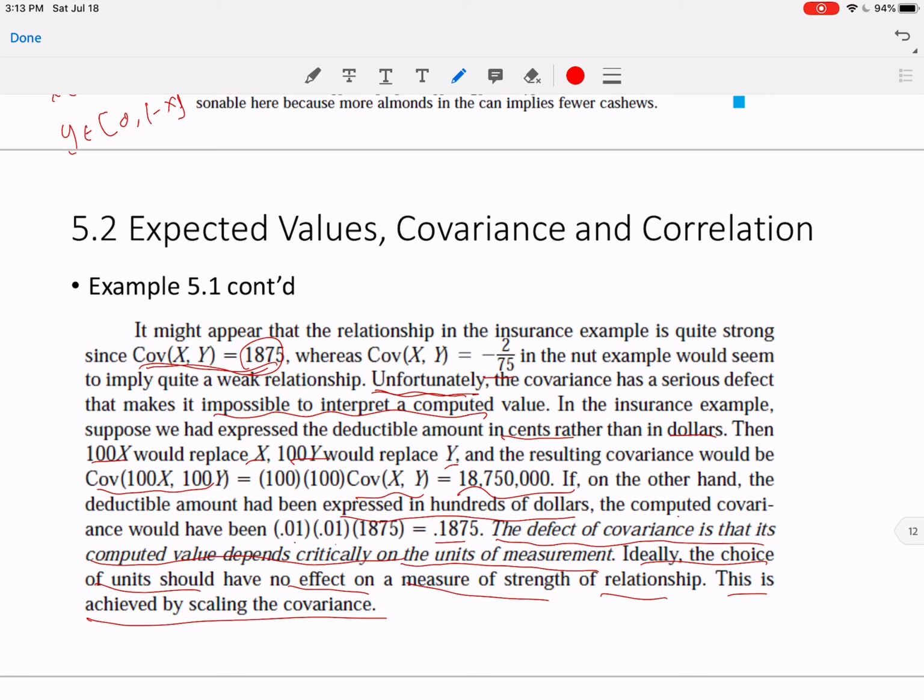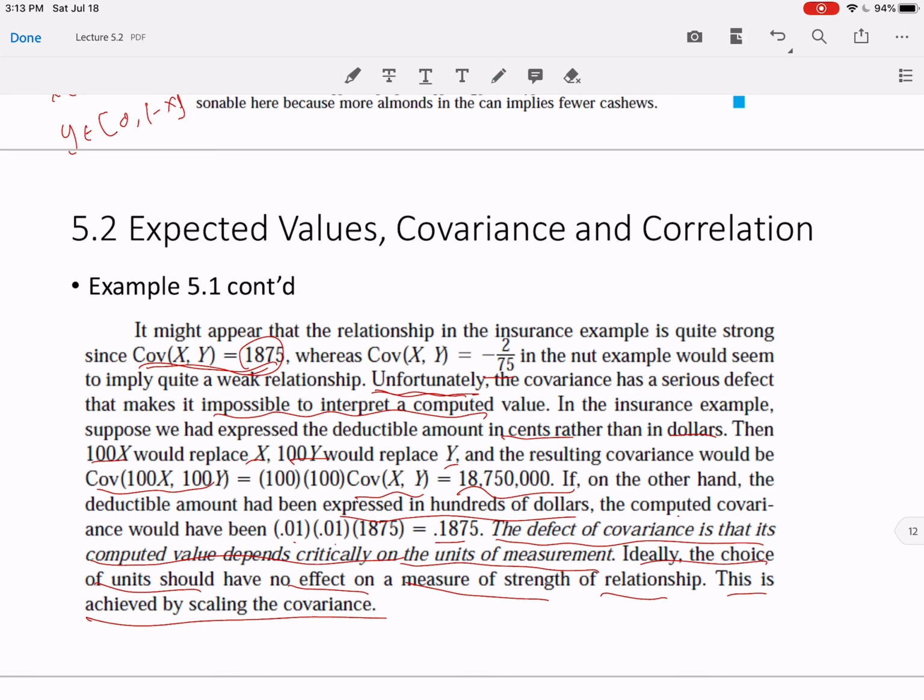phrase this, which is that the covariance can only tell us the sign of the relationship between x and y. The sign of the relationship between those two random variables. So based on the covariance we get, we can only tell if the relationship is positive or negative. That's all we can get from the covariance. We cannot say how strong the relationship is by only looking at the covariance.